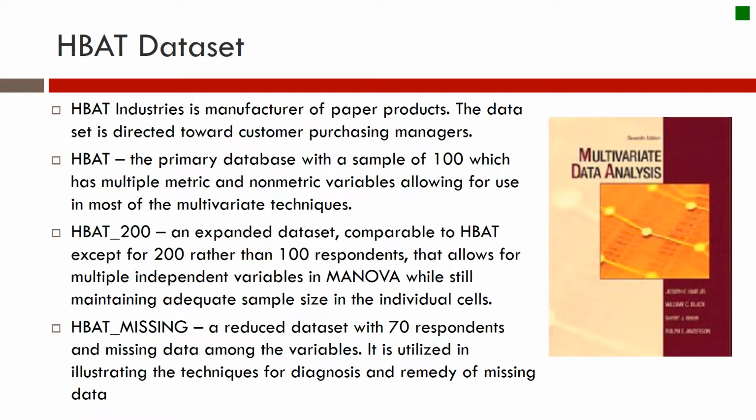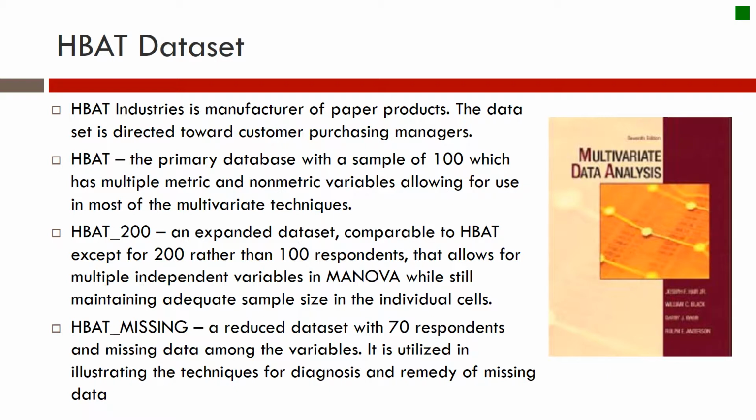The primary data set and the HBAT company is actually called HBAT Industries, and they are a manufacturer of paper products. So their customers would be other companies that would use paper products in their manufacturing process or in other aspects of their business. This particular data set was drawn from HBAT Industries customers, primarily the purchasing managers for their customers, which would be at other companies. The actual data sets that we have, there are several.